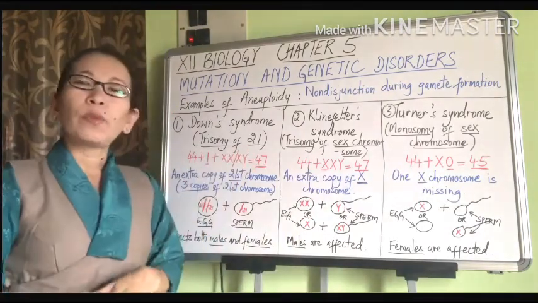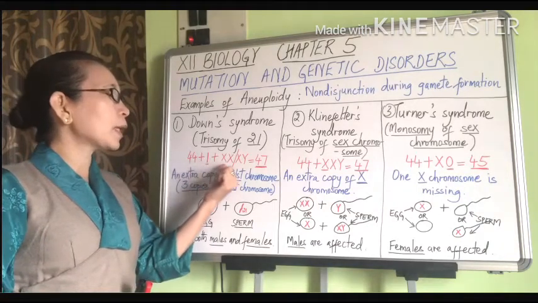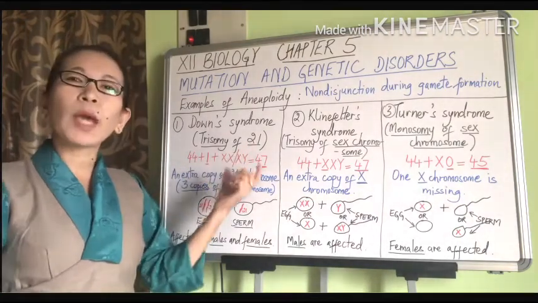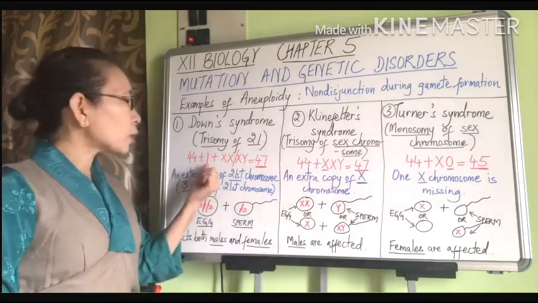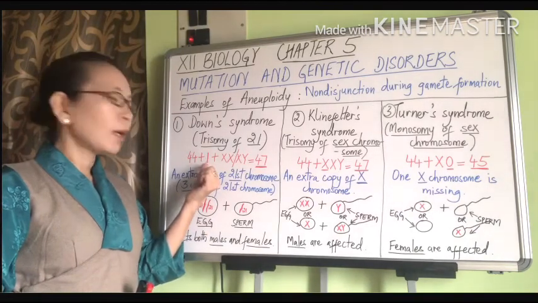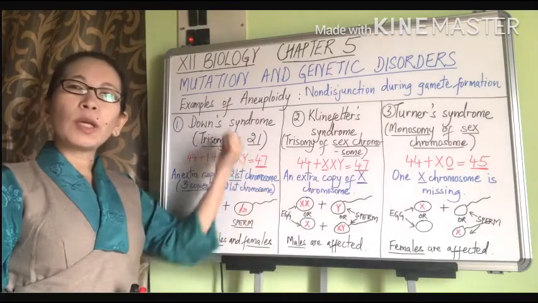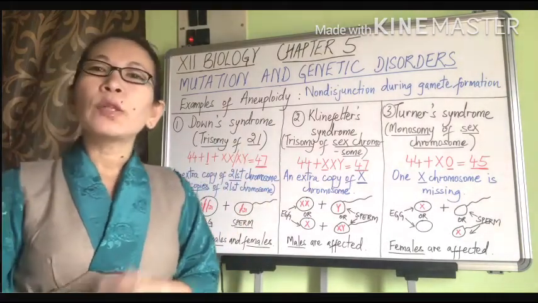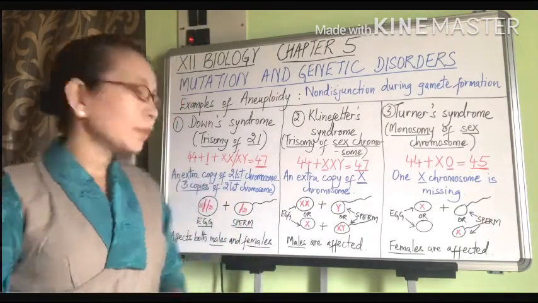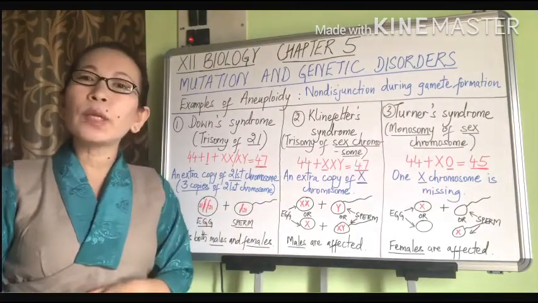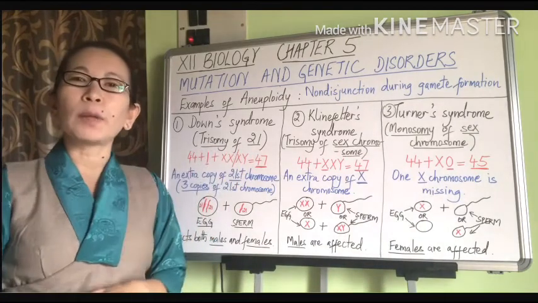The genotype of a Down syndrome patient can be written as 44 plus 1 plus XX or XY. So Down syndrome can be affecting both females and males equally. And the extra copy of the chromosome that they have in their autosome is the 21st chromosome. So in a Down syndrome patient, they have 3 copies of the 21st chromosome, unlike the normal 2 copies. And because they have 3 copies of the 21st chromosome, Down syndrome is also called trisomy of 21.